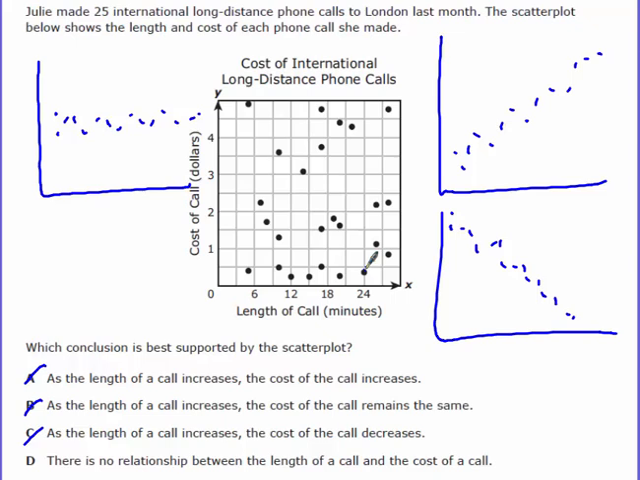So there's really no relationship between cost and length of call based on this scatter plot. Okay. Now, that's all the STAR review that I want to talk about. So now what I would like to do as far as the STAR questions, just some random things. Now let's get back into the lesson that I wanted to at the beginning.